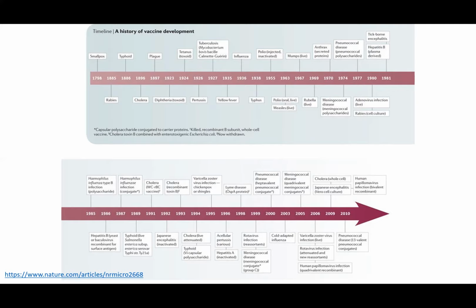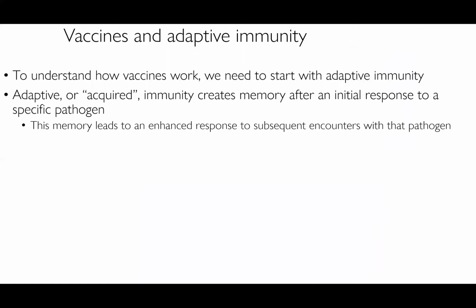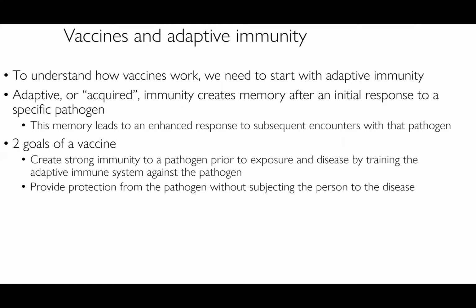But to understand how vaccines work, we need to understand adaptive immunity. Adaptive or acquired immunity essentially creates a memory after an initial response to a specific pathogen. Essentially, if you're exposed to a pathogen, your body will remember it through the production of very specific types of immune-related cells. But thinking about vaccines, there are two goals. We want to provide protection from the pathogen without actually getting the person exposed to the disease. That's very important, especially if you think of something like measles or smallpox. It is very, very deadly and very, very contagious. We don't want people to potentially die to become immune.